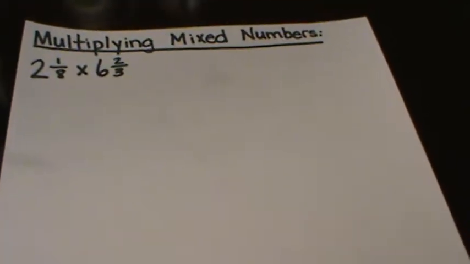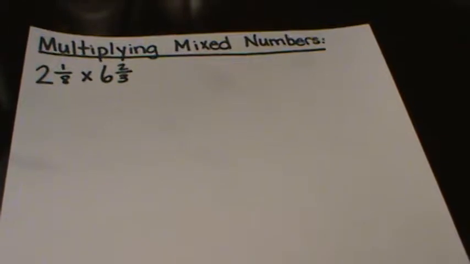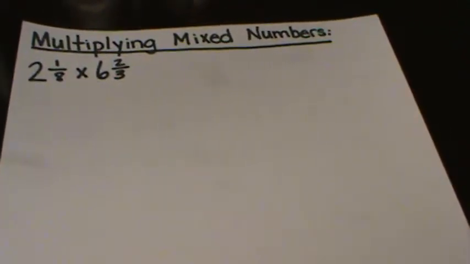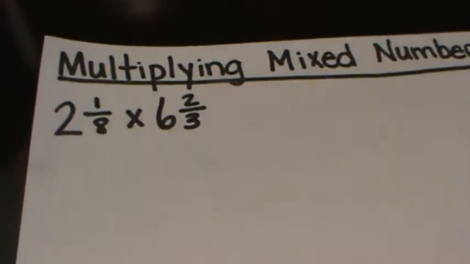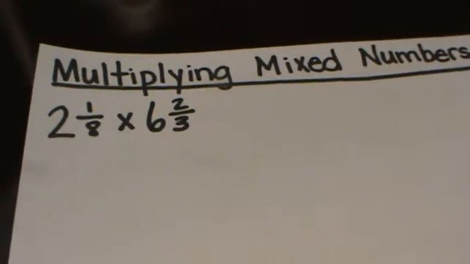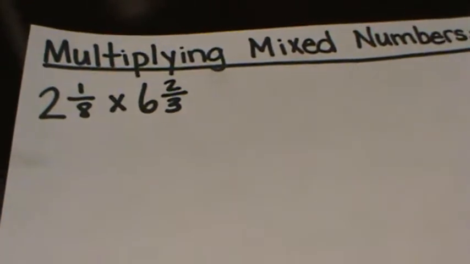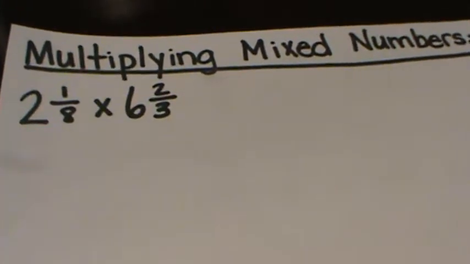Today we're going to be looking at multiplying with mixed numbers. The first problem we're going to look at is 2 1/8 times 6 2/3. Before we can go very far, we must first convert the mixed numbers into improper fractions. We do that by multiplying the denominator times the whole number and then adding the numerator.